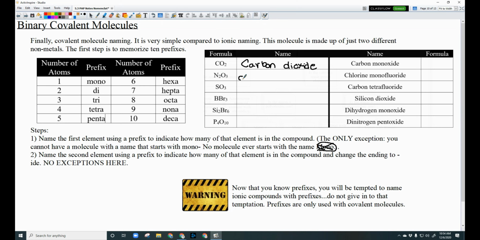All right. 2 nitrogen. So this is dinitrogen. Remember, on the first element, never change the name. 3 is tri. It's oxygen, so it's oxide. So this is trioxide. Dinitrogen trioxide. Okay. 1 sulfur, so it's monosulfur, but you never start off with mono, so we're going to drop that. So it's sulfur. 3 oxygen, trioxide.